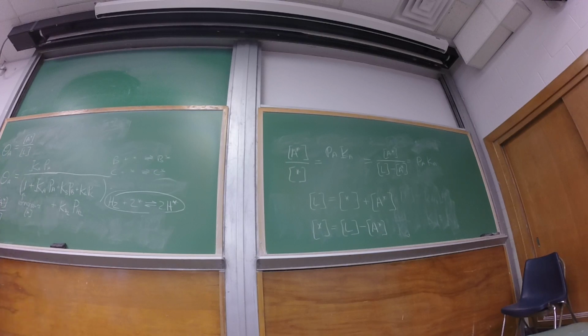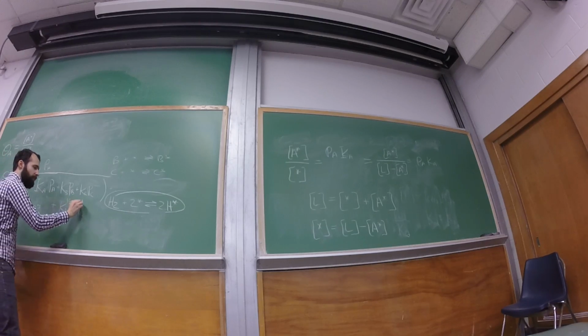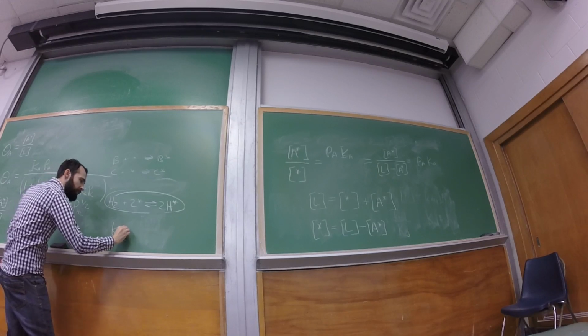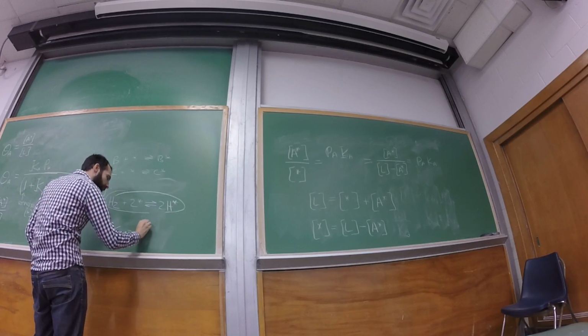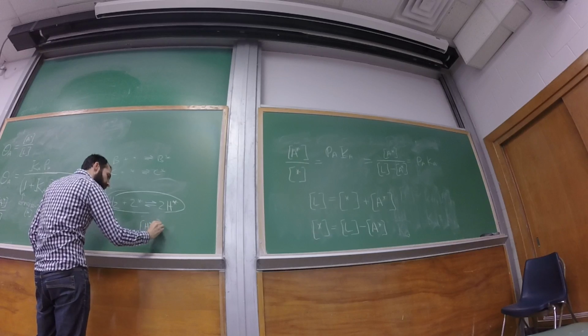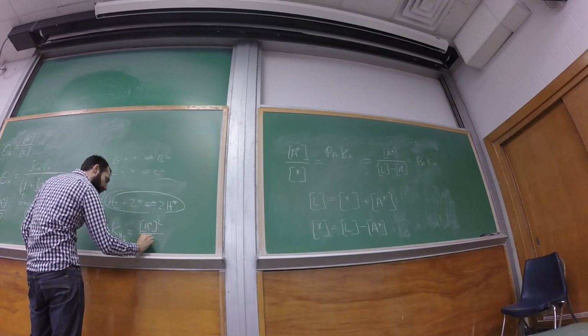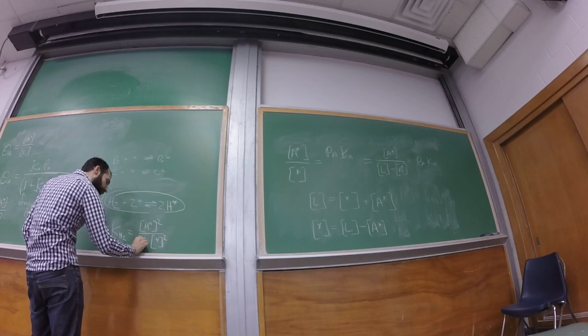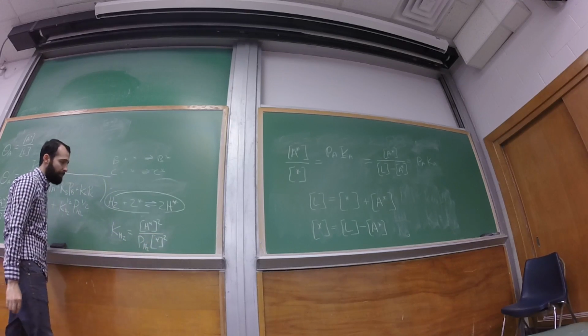Is that correct? No, so what do I put there? 1/2. K_H2 is equal to H star squared divided by vacancy squared times the pressure of hydrogen, right?